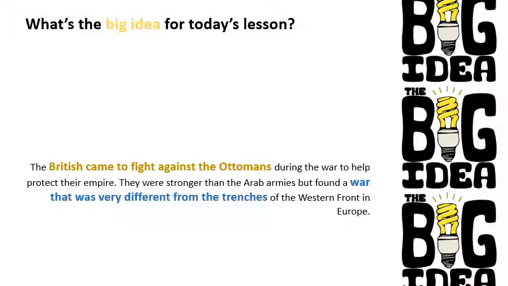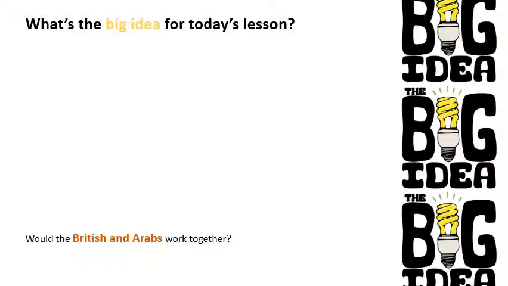The British came to fight against the Ottomans during the war to help protect their empire, as well as trying to defeat an enemy. They were stronger than the Arab armies, but they found a war that was very different from the trenches of the Western Front in Europe. So quite simply, they would need to work with the Arabs if they were going to make the most of the Arab people's local knowledge, for example. Would the British and the Arabs work together?